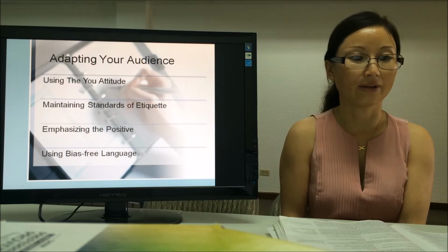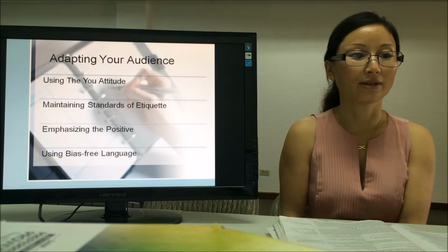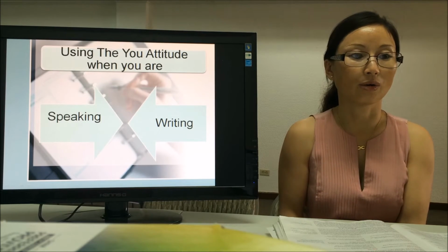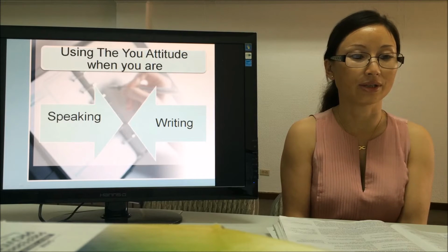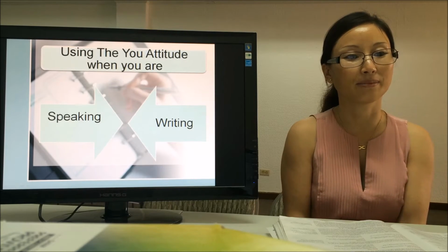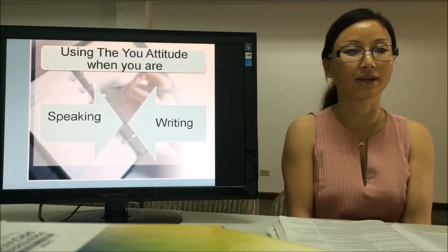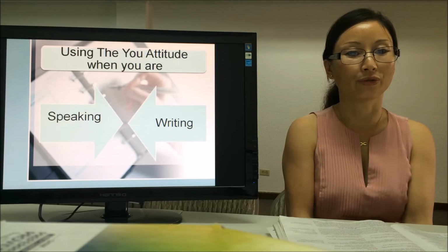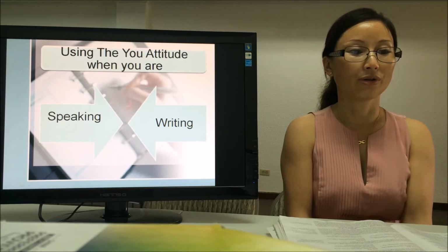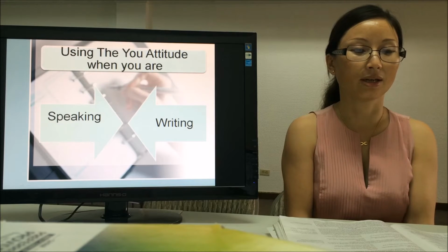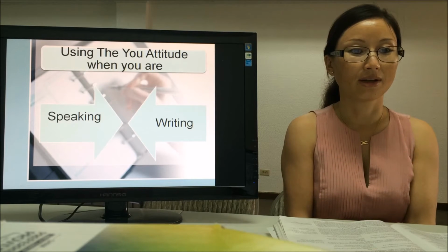Emphasize the positive whenever possible. Use bias-free language. Before you write or speak to your audience, put yourself in their position and consider the attitudes of others, cultures, and the policies of your organization. Your audience will be concerned about your message. How does the message benefit them?